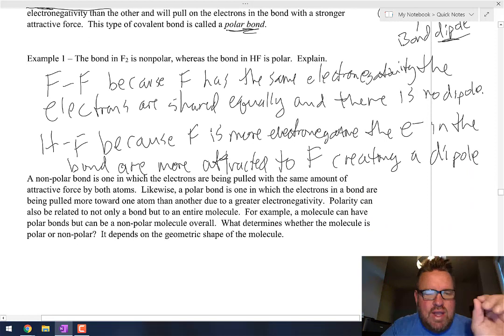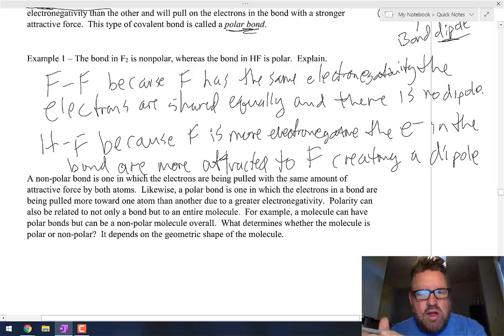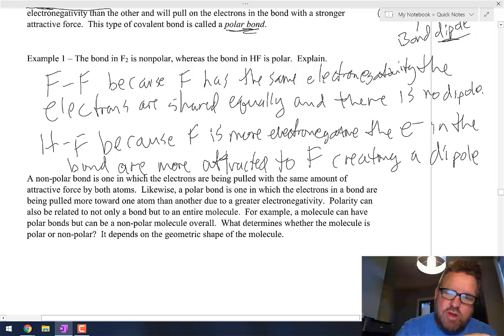Okay, so a nonpolar bond is one where the electrons, again, are being pulled with the same amount of attractive force by both atoms. Okay, likewise, a polar bond, so the opposite, is one where the electrons in a bond are being attracted or pulled more towards one atom than another due to that difference in electronegativity. Okay, so we've got polar bonds and we've got nonpolar bonds.